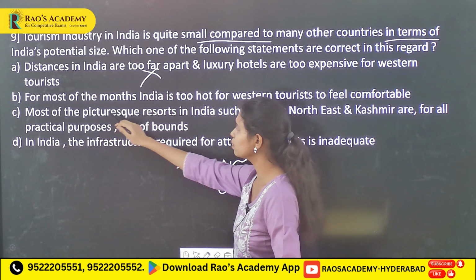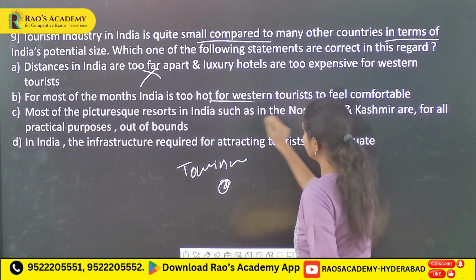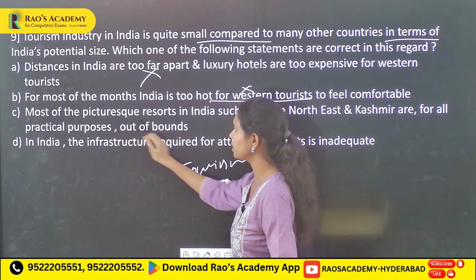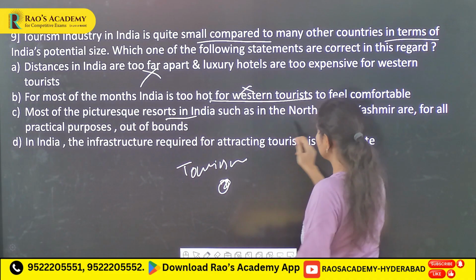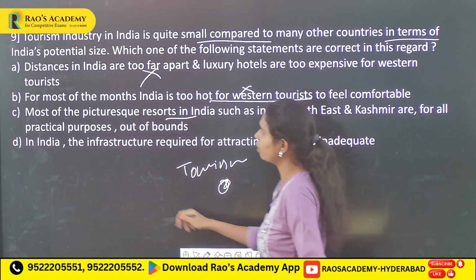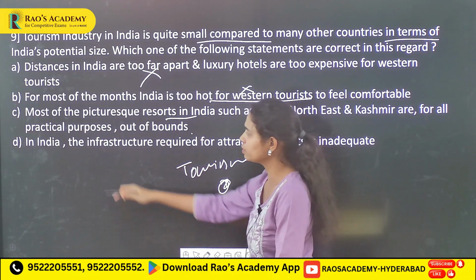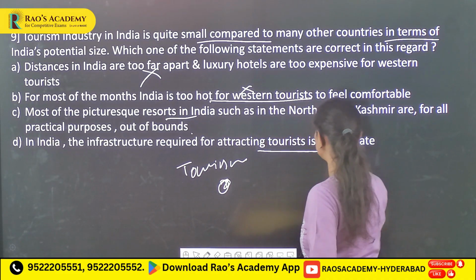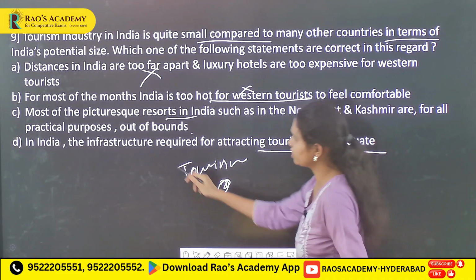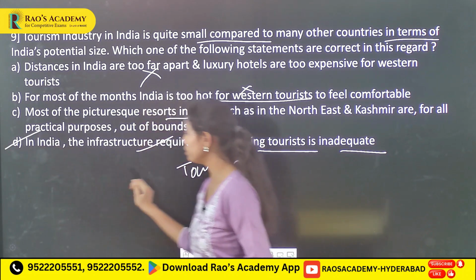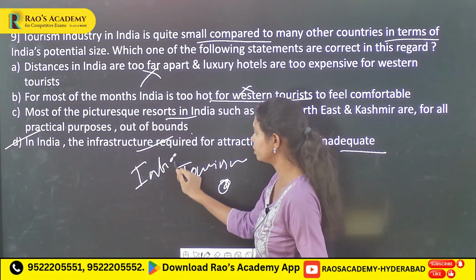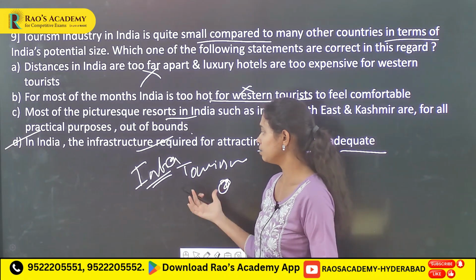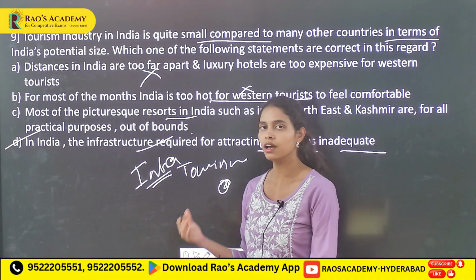Followed by, for most of the months, India is too hot for Western tourists to feel comfortable. It is also an incorrect one. Followed by, most of the picturesque resorts in India, such as in the Northeast and Kashmir, are for all practical purposes out of bounds. If you see the last one, in India, the infrastructure required for attracting tourists is inadequate. Actually, the last one is a correct one. That means we have very little infrastructure for tourists. And what do we mean by the term infrastructure here? That means especially the tourism infrastructure is very inadequate.